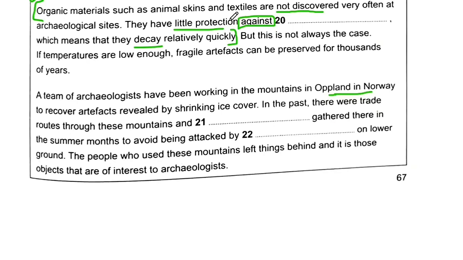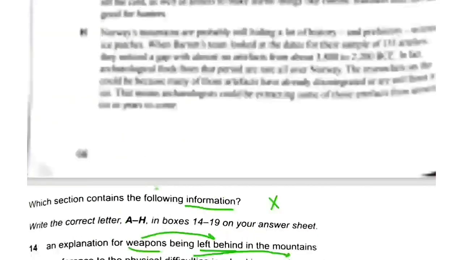Organic materials such as animal skins and textiles are not discovered very often at the archaeological site. They have little protection against microorganisms. So microorganisms is the answer here because we clearly saw it in the passage, which means that they decay relatively quickly. But that's not always the case. Now we'll read the further paragraph.